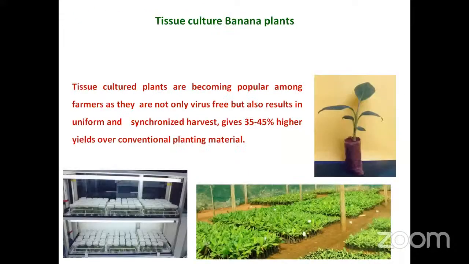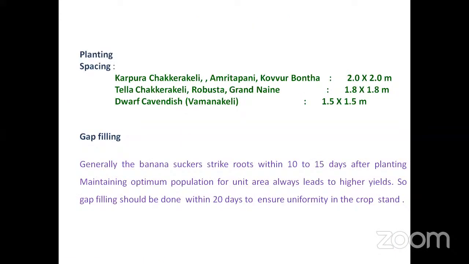The other option is tissue culture plants, which are becoming popular among farmers nowadays, mainly because of advantages like being virus-free, synchronized harvest, and 35 to 45% higher yields over conventional planting material. These are the spacings recommended for different varieties of banana. For Karpura Chakkarakeli, Amritapani, and Kovvur Bontha, the recommended spacing is 2 x 2 meters, whereas for Tella Chakkarakeli and Grand Naine it is 1.8 x 1.8 meters, and for Dwarf Cavendish it is 1.5 x 1.5 meters.